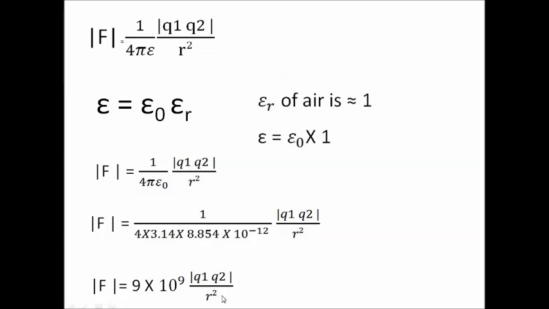So in a problem, if in the question they are specifying the two charges are located in air, calculate the value of magnitude of force acting between the charges. So in that question, if the medium is air, you can directly use this equation: 9 into 10 raised to 9 Q1 Q2 divided by r square. If the medium is air, then only.